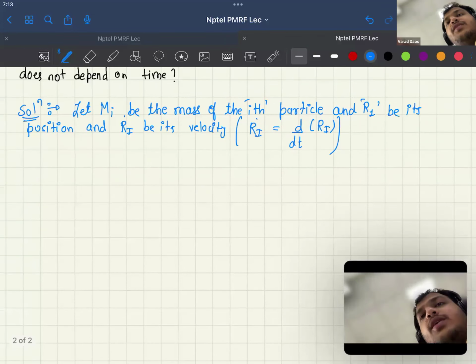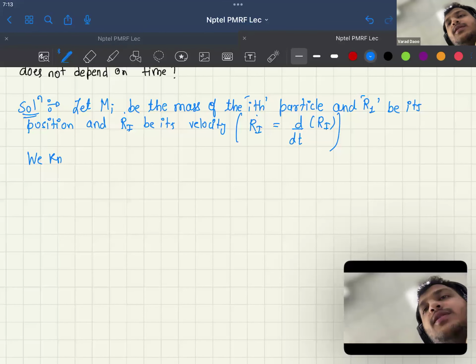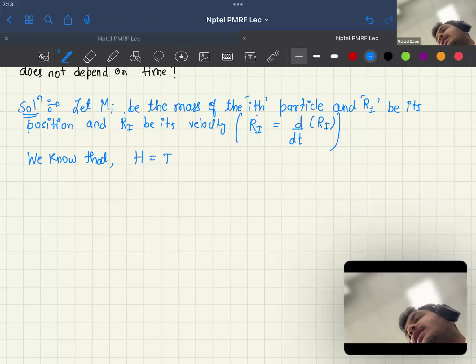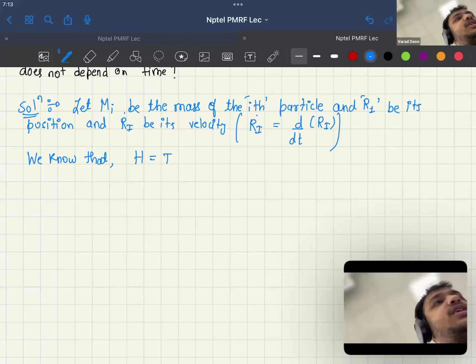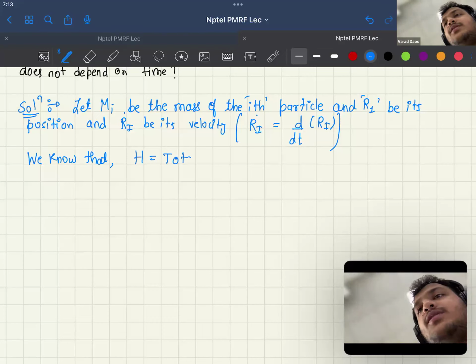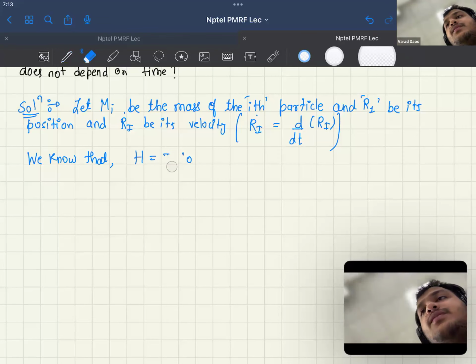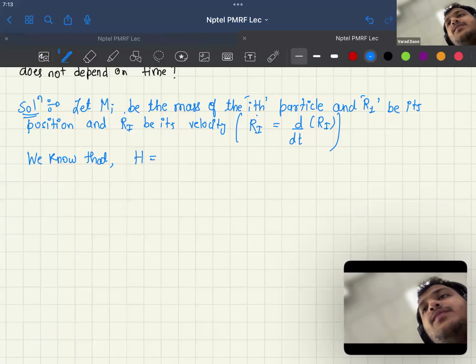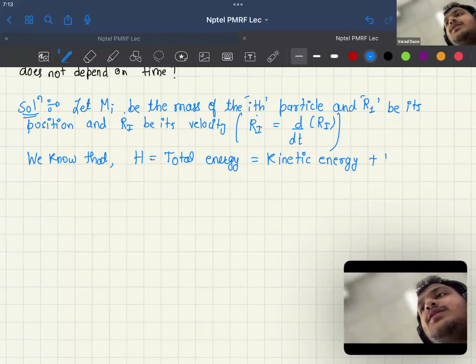Now we know that the Hamiltonian is nothing but the total energy, whereas the Lagrangian was the difference of the energies. The Hamiltonian is the total energy, which is nothing but kinetic energy plus potential energy.